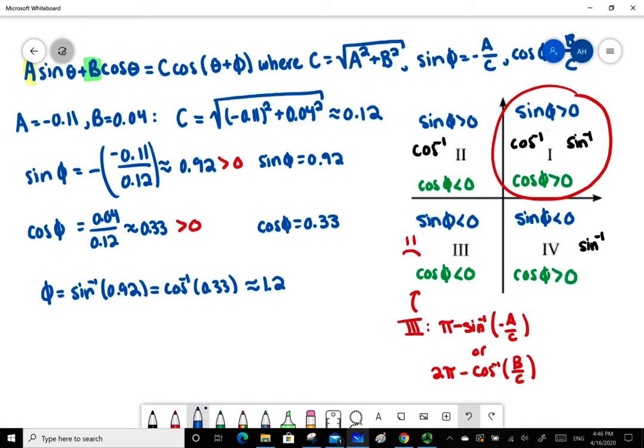It's important to make sure your calculator is in radian mode. Calculus is always in radians because the formulas for the derivatives and antiderivatives of the trig functions would be different if the angles were in degrees. Our final answer as a single trig function is y equals 0.12 cosine of 9.04t plus 1.2.